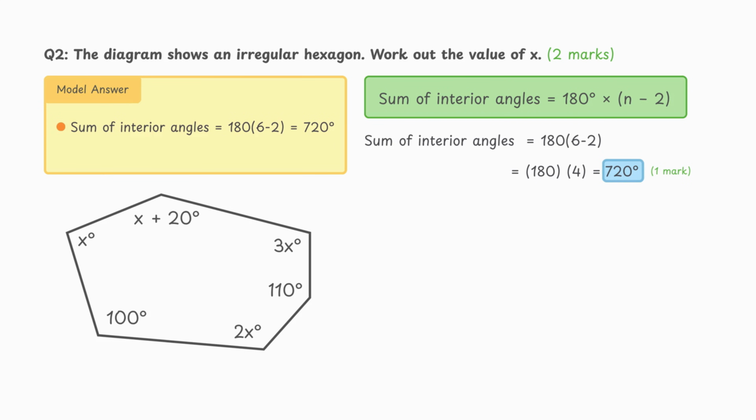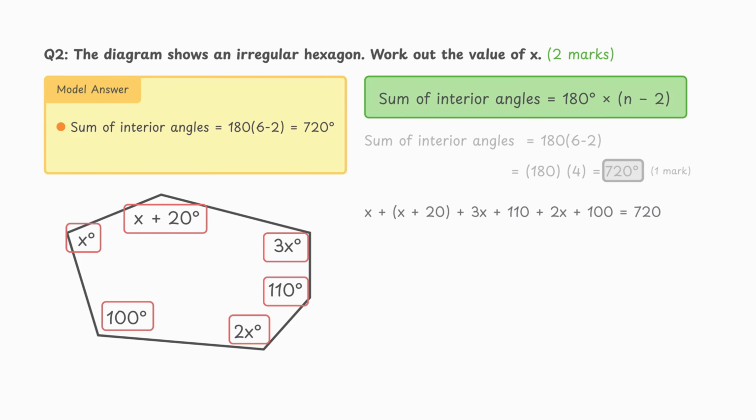This earns 1 mark. Now we use this total. All the interior angles in the hexagon must add up to 720 degrees. Now look at the angles given in the diagram. We have x, x plus 20, 3x plus 110, 2x and 100. So we write the equation. x plus open bracket, x plus 20 close bracket, plus 3x plus 110 plus 2x plus 100 equals 720.